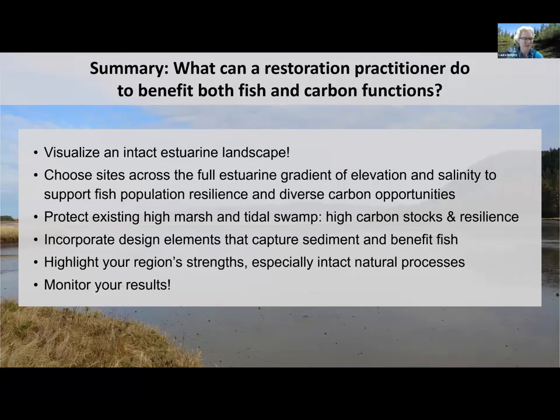Protect again those existing tidal wetlands and incorporate design elements into restoration projects that capture sediment to benefit fish and carbon. And then when you're seeking funding, highlight the West Coast region's strengths, especially the intact natural processes. And then a little blurb for one of the next talks will be about monitoring. Very, very important, as Melissa mentioned.